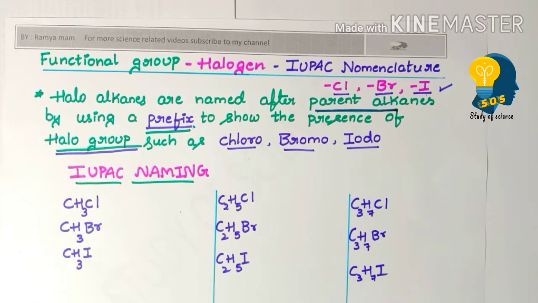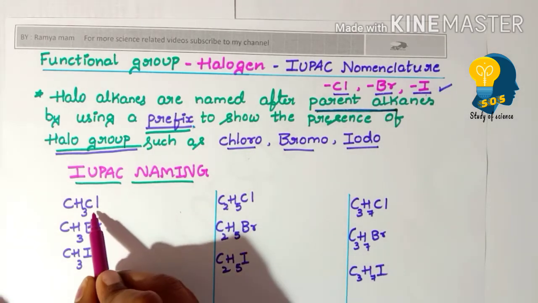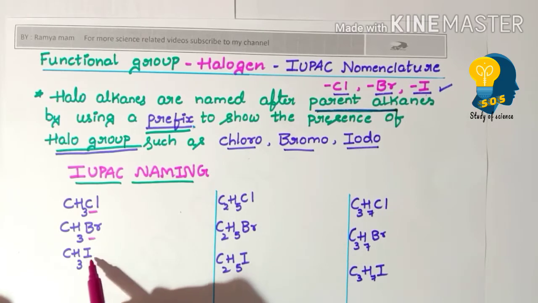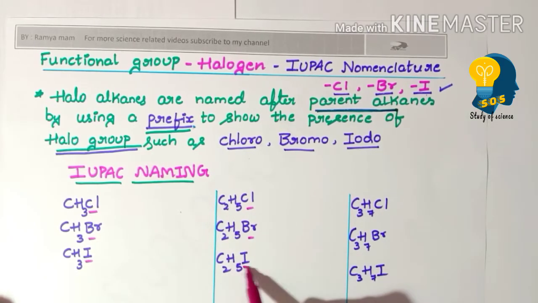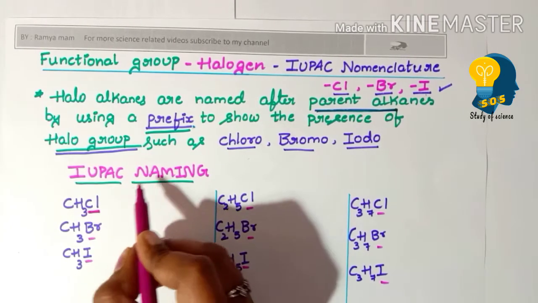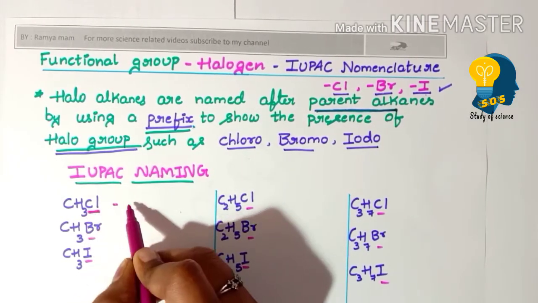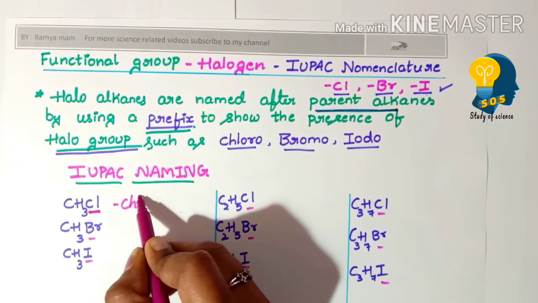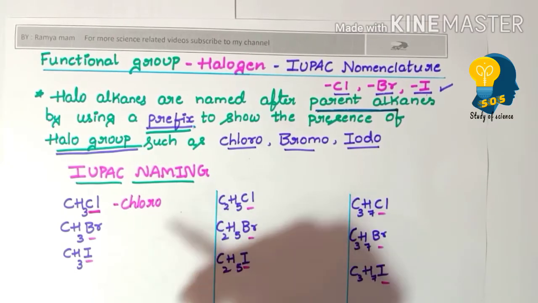Students, you have to understand, to write the IUPAC name, first you have to look at the functional group. Here our functional group is easily identified because they are all halogens. By looking at the functional group, first we write the prefix. This functional group is chlorine, so the prefix is Cl, chloro.